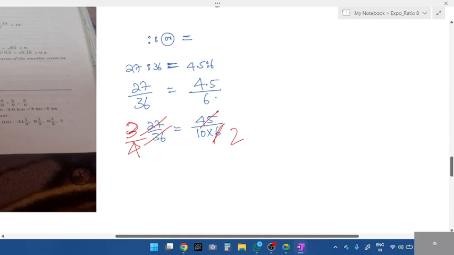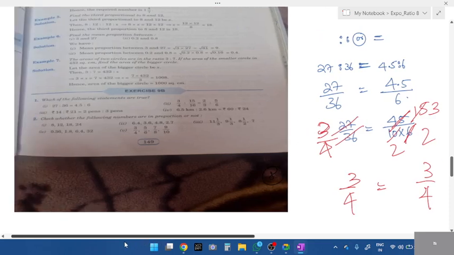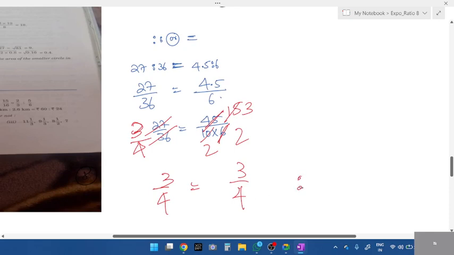3 twos are 6. 3 15s are 45. 5 twos are 10, 5 threes are 15. Am I getting 3 by 4 on the left hand side and right hand side? Both are the same. Are they the same? Therefore, this statement is true.